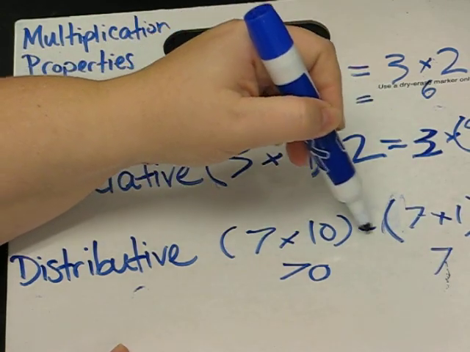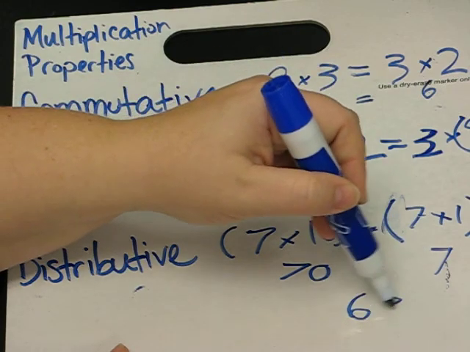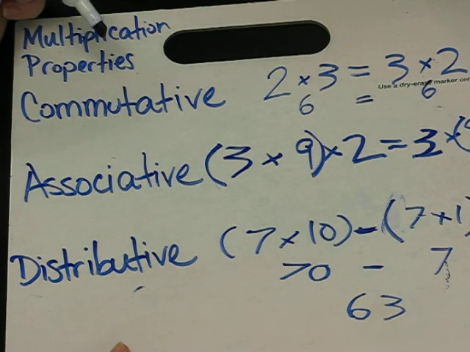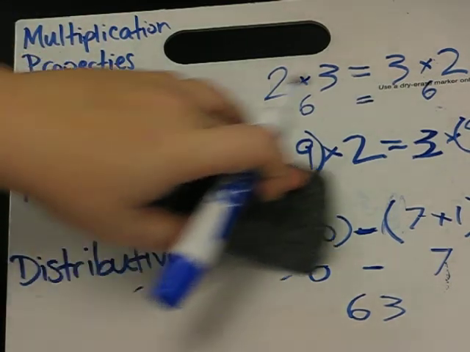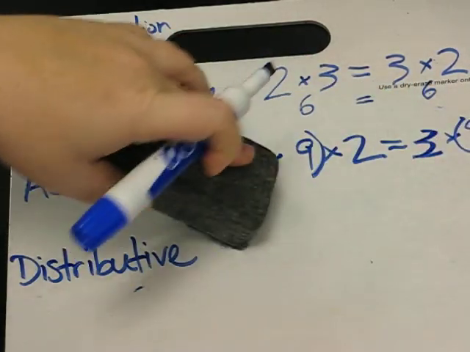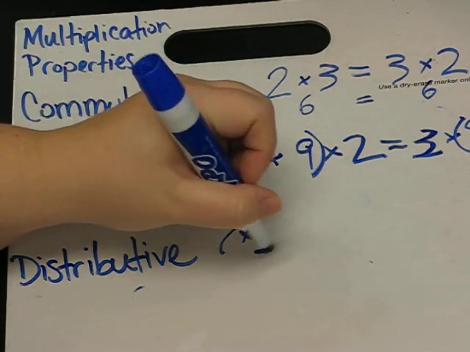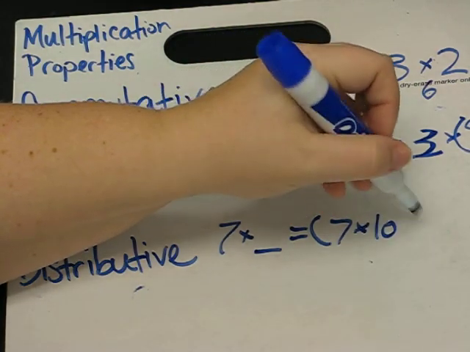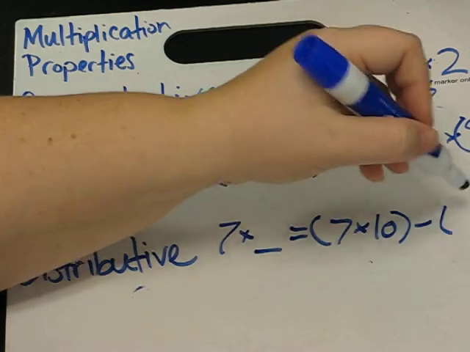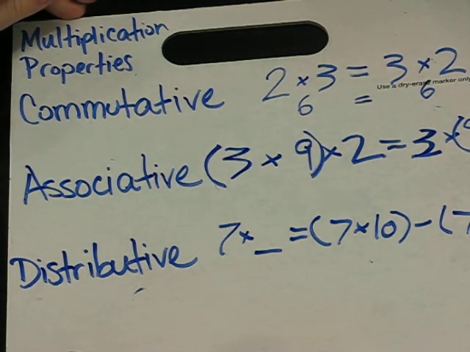So then I need to subtract the 2 groups. 70 minus 7 is 63. Okay? So that's how you work out the problem. Well, sometimes we may have this problem look a little bit different. Sometimes we may have it look like this. Now that looks like a lot.